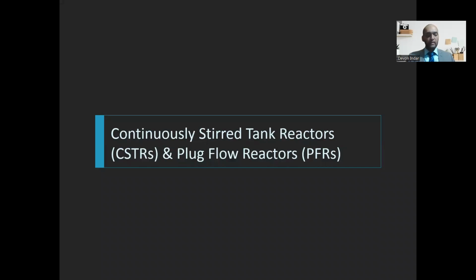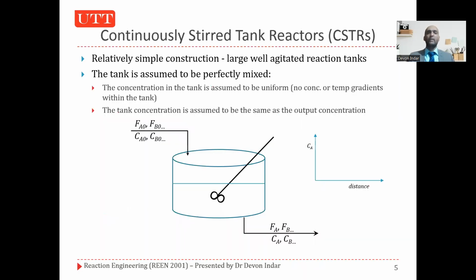Okay, so let's get straight into the design equations. The first reactor we're going to consider is a CSTR, or continuously stirred tank reactor. You can think of this type of reactor as simply a large, very well agitated tank, and the reaction occurs in the tank. The key assumption is that the tank is perfectly mixed, so that there are no concentration gradients or temperature gradients within the tank.